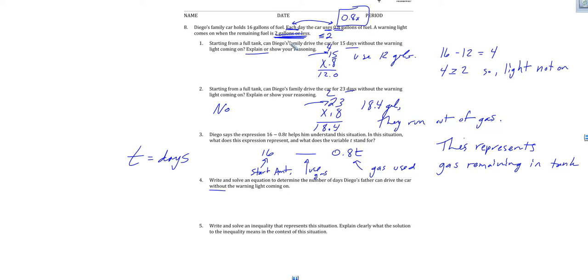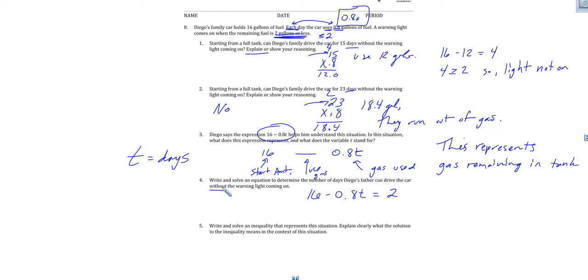So the light comes on if he is 2 gallons or less. Okay, that's when it comes on. So we're going to solve it for when it equals that 2 gallons, and then that'll give us our limit number, our borderline number, right? So we're going to use this expression that Diego wrote, because that expression tells us how much gas is left in the tank, right? If you're using 8/10 per day, that represents it. And we want to know when that gets down to equal 2, okay?